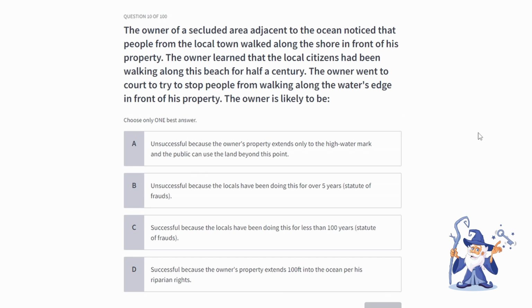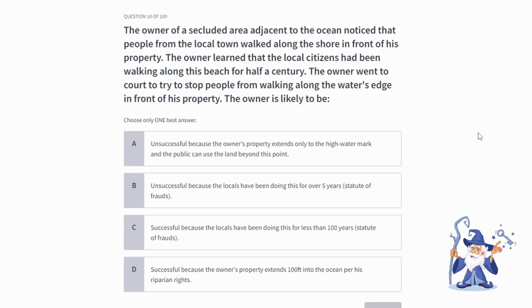Alrighty, next one. Question number 10. The owner of a secluded area adjacent to the ocean noticed that people from the local town walked along the shore in front of his property. The owner learned that the local citizens have been walking along this beach for half a century. The owner went to the court to try to stop people from walking along the water's edge in front of his property. The owner is likely to be, and it gives us 4 options.